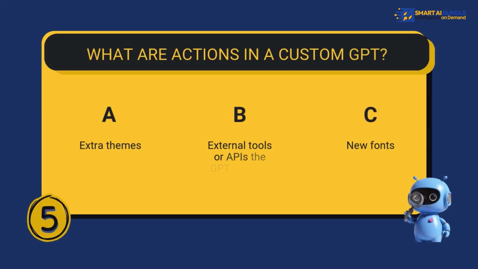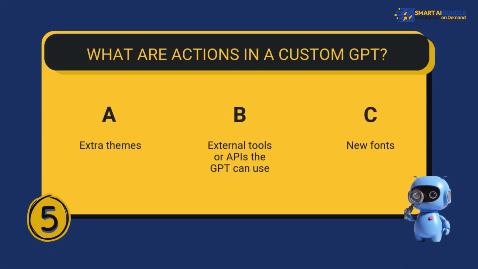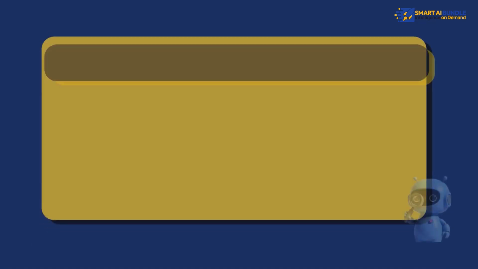Question number 5. What are actions in a custom GPT? A. Extra themes. B. External tools or APIs the GPT can use. C. New fonts.